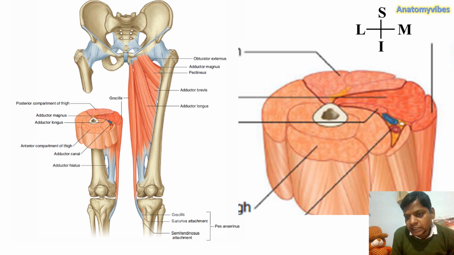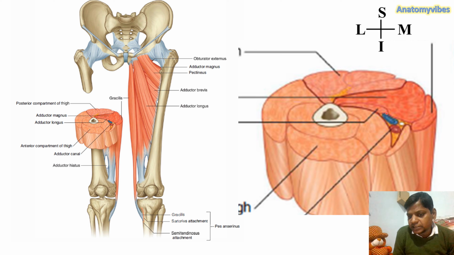Now this is medial side. These two muscles are medial as well as posterior. So posteromedially we have two muscles here, adductor longus along with adductor magnus.